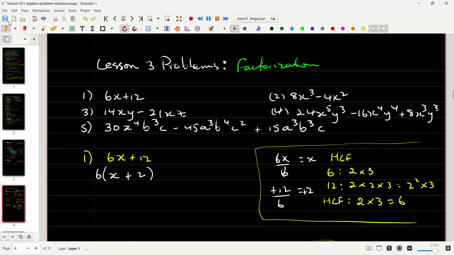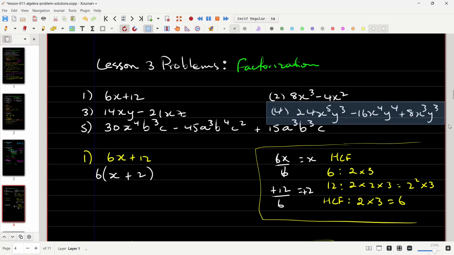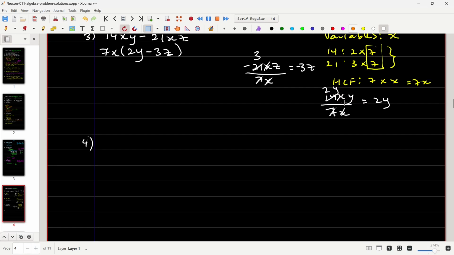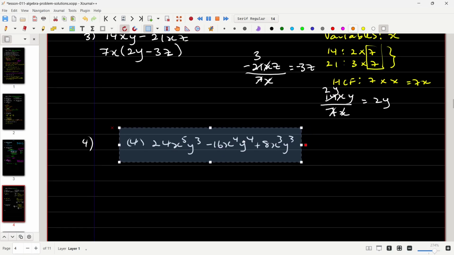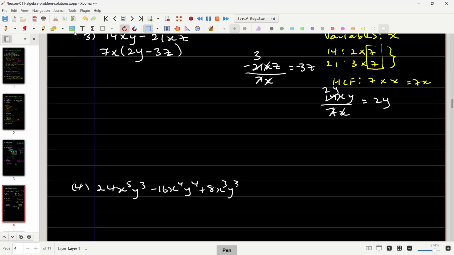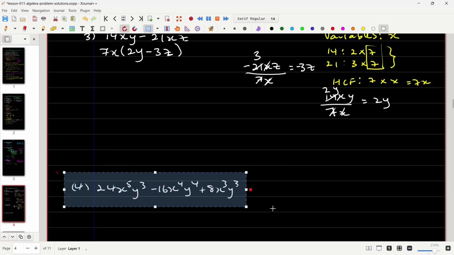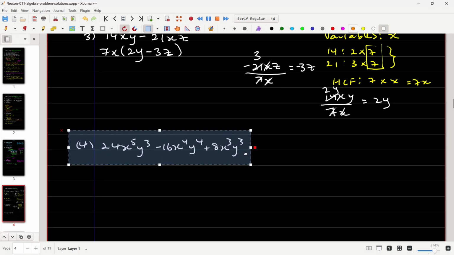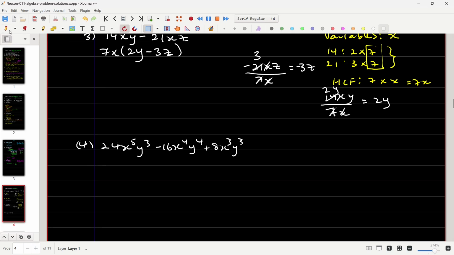Number 4. Now this one here, we definitely have to use prime factorization instead of the division rule that we have. So Control C and then Control V here. Let's see, we're going to do this one now, and we're looking at the variables first.